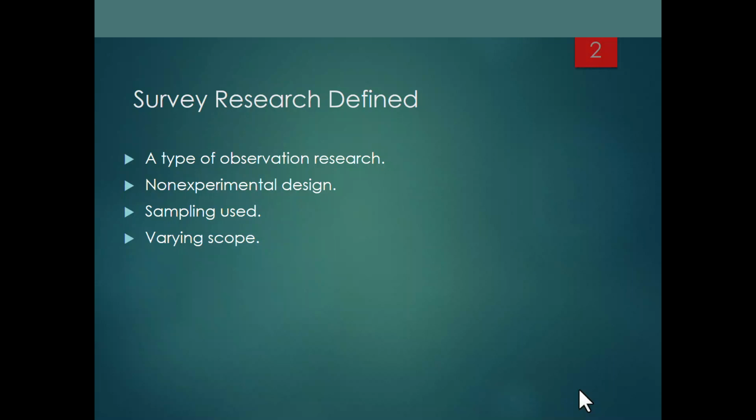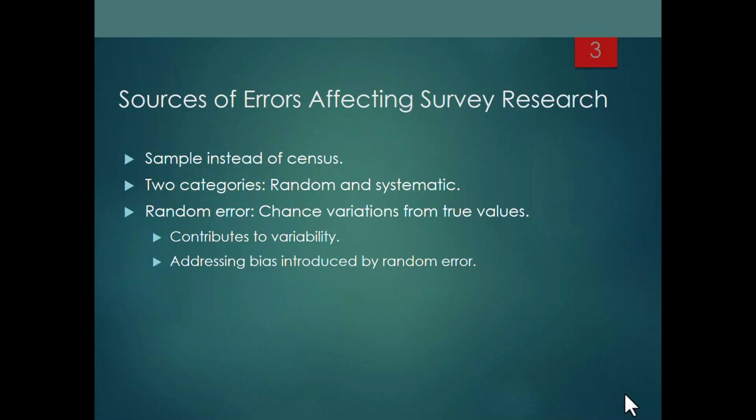non-experimental research design. With survey research, this type of research can use both probability and non-probability sampling. The scope of the study can vary from data collection on a wide range of subjects to a more narrowly focused survey instrument. So here are some sources of errors affecting the survey research. Errors in survey research may occur because the researchers are surveying a sample instead of conducting a census. So a census involves collecting data from everyone in a population. One way to reduce your error is to increase your sample size.